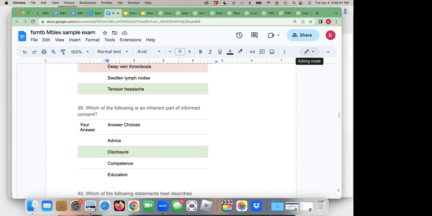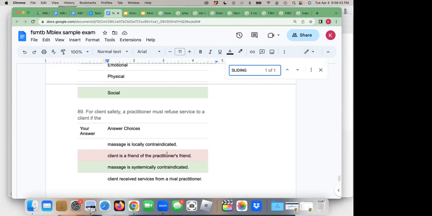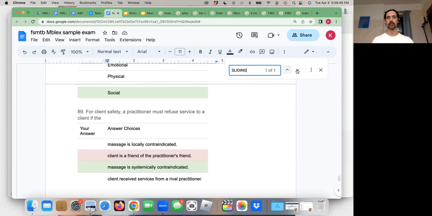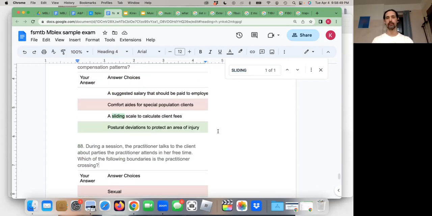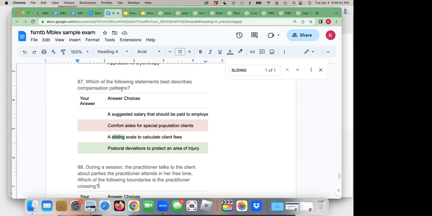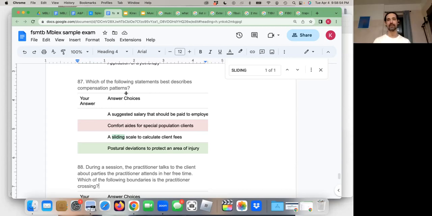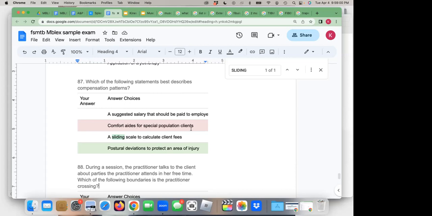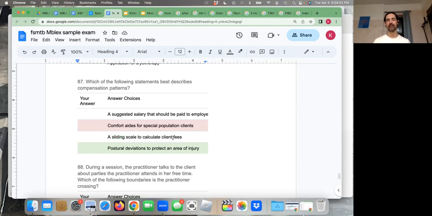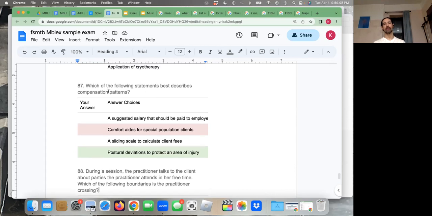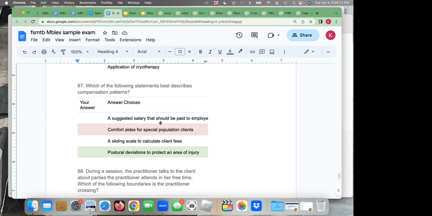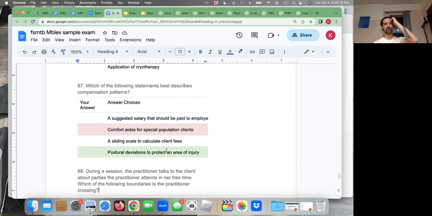I wonder if there's any more on sliding. Here we go. Which of the following statements best describes compensation patterns? A suggested salary that should be paid to employees, comfort aids for special population clients, a sliding scale to calculate client fees, or postural deviations to protect an area of injury. I just like the A answer, but it's D. Yes, postural deviations to protect an area of injury.